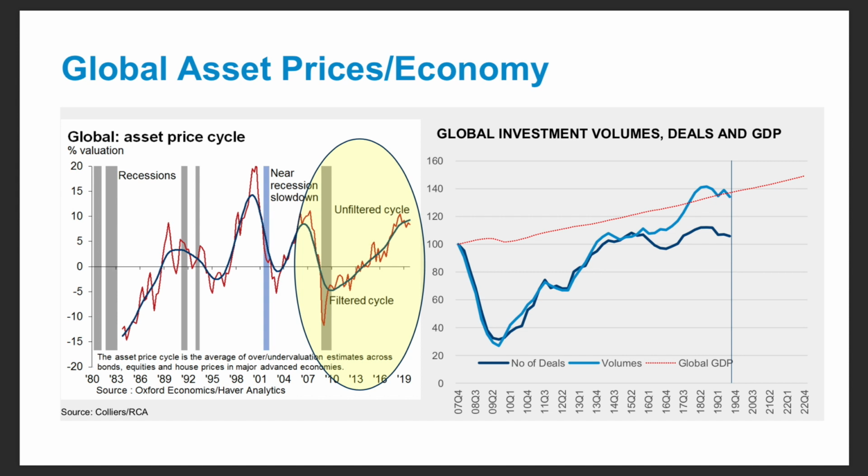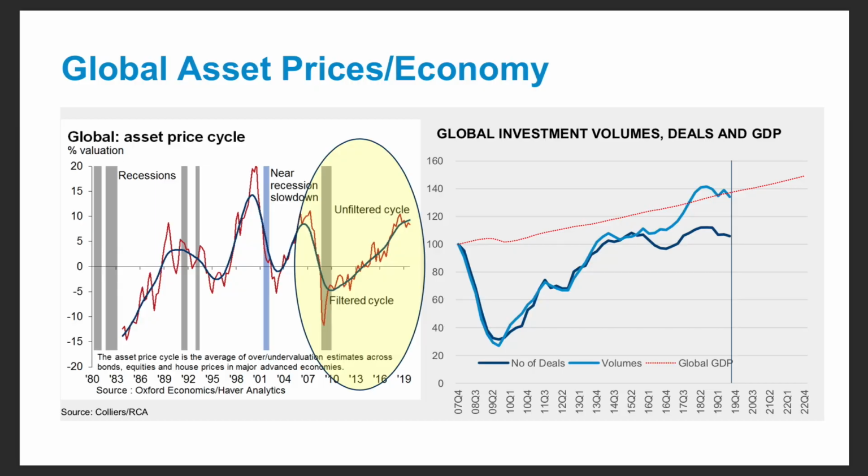So what we can see is as of 2014, we got back above peak in terms of the number of deals being done and the total volumes being transacted. But since then, the number of deals has ebbed and flowed, but it's at a similar level, whereas volumes, driven by higher values, have actually moved out a little bit further.